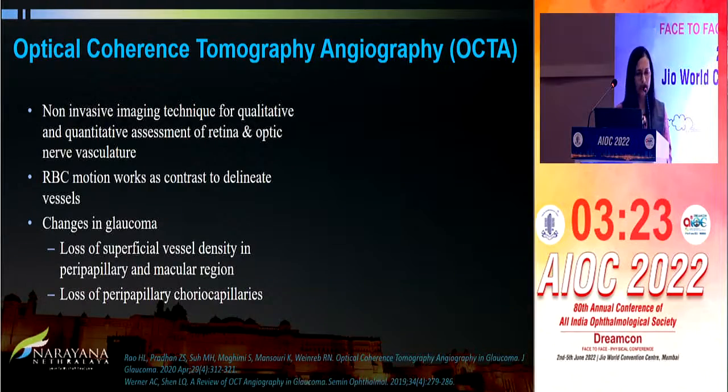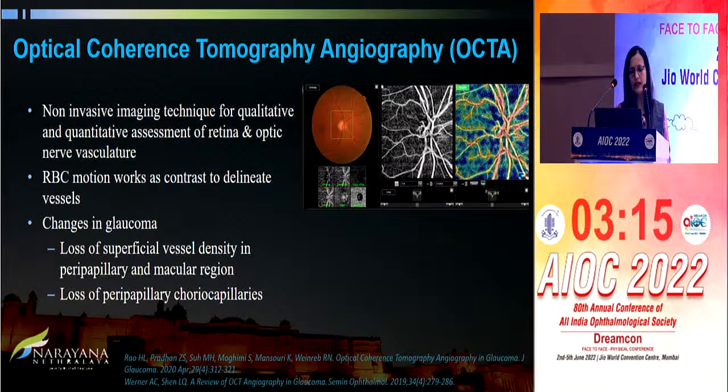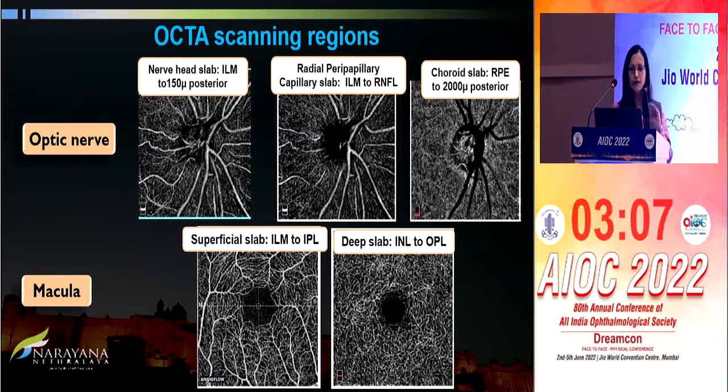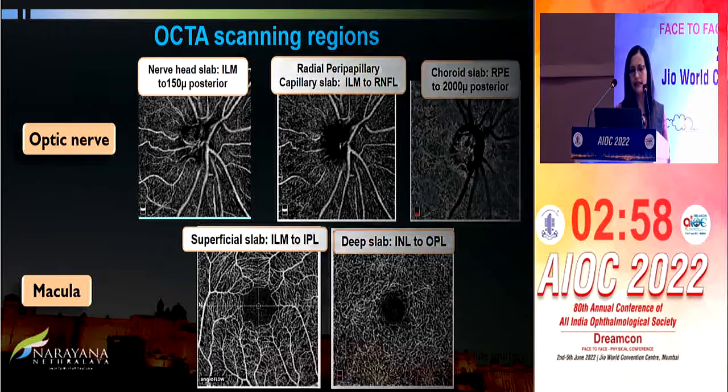Well, coming to OCTA, this is an angiography which does not require a dye. In fact, the RBC motion works as a contrast. And what you see in glaucoma is actually loss of superficial vessel density in the peripapillary area as well as the macular area. These are the different scanning regions that you can do. On the optic nerve, you can have NFL slab, radial peripapillary slab, and choroid slab. In the macula, you can have superficial and deep slab.